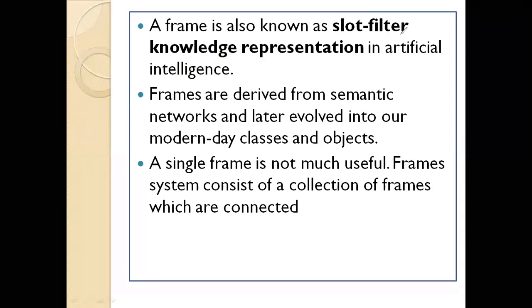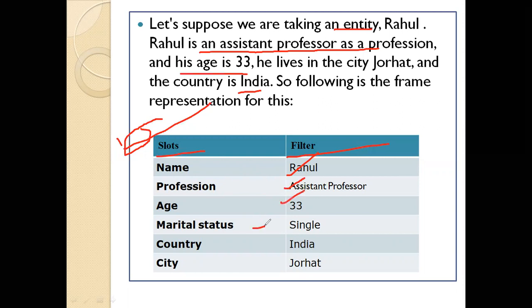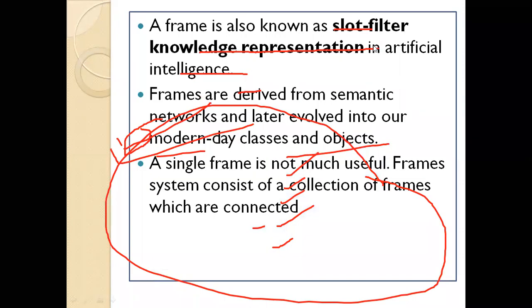Now, let's take an example of a frame. For that, let's consider, say, Rahul, that is an entity. About Rahul, the information is that he is an assistant professor by profession, and his age is, say, 33. He lives in the city of Jorhat, and the country is India. So the frame for this information or knowledge will be this one. You see, slot and filler. Name, Rahul. Profession, assistant professor. Age, 33. Marital status, single, then country India, city Jorhat. So this is a frame, and you have seen that we have slots here. So that's why we call this frame slot filler knowledge representation.